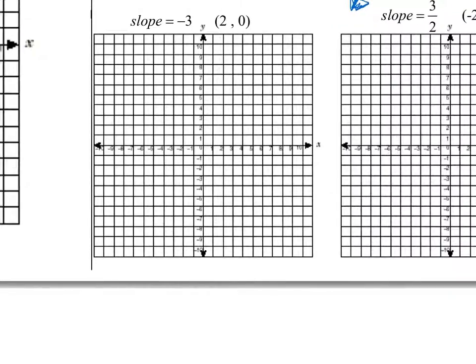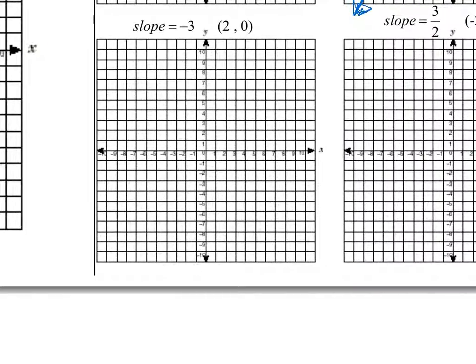Coming down here to the bottom. I have a slope of negative 3 and a point (2, 0). Obviously, the point (2, 0), we can graph that. In people's work this morning, the most common mistake when they missed a problem had to do with graphing that first point in the wrong place. You have to be really careful. Anytime you see a 0 in a point, that's a trouble spot for many of you. So really think about what that means.